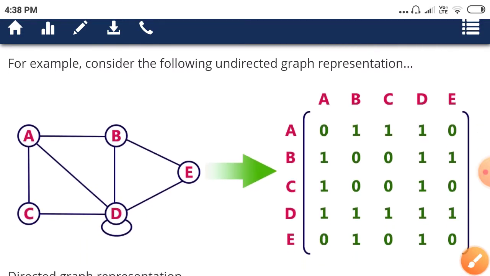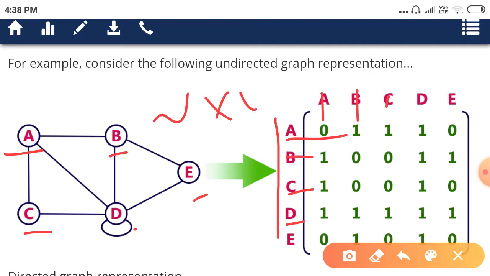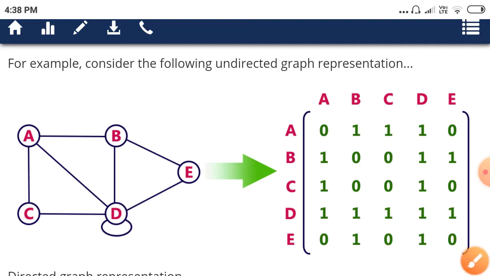Okay, this is a graph. Here the vertices are a, b, c, d, e. First we take them row wise: a, b, c, d. Next column wise, the same, V by V, vertices by vertices. Here these are the vertices, these are the vertices. Now how to enter the values? See here, from a to a, no relation, so it is 0.